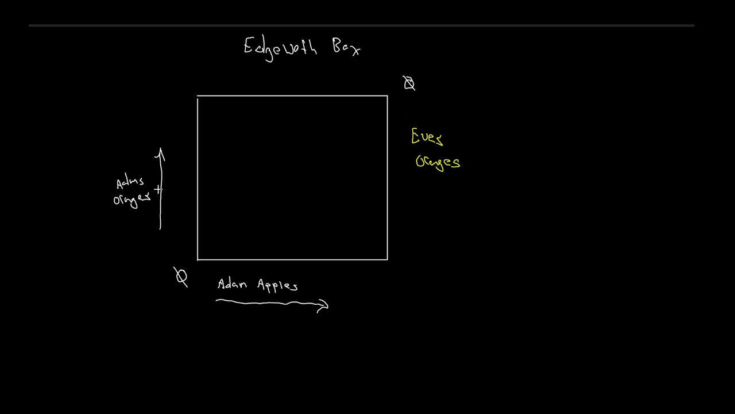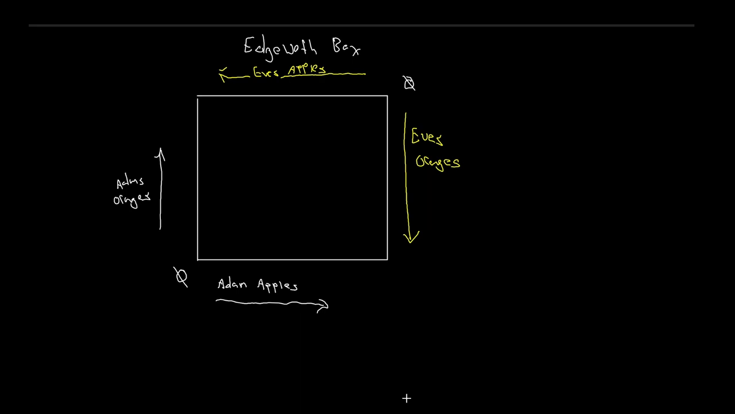And if Adam's oranges are increasing as they go up, Eve's oranges are going to be increasing as we go down. If these here are Adam's apples, then over here we're going to have Eve's apples. And again, if Adam's getting more apples as we go to the right, Eve is going to be getting more apples as we go to the left.